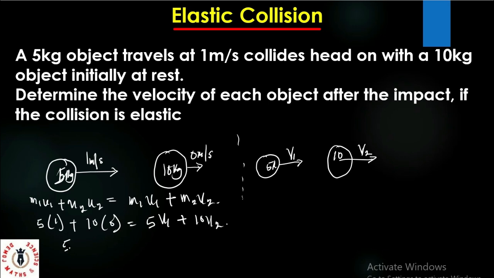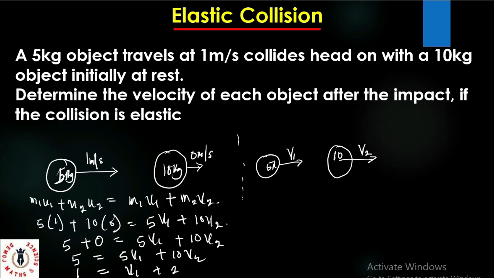So I'll have 5 plus 10 times 0, that's 0, will be equal to 5 v1 plus 10 v2. Obviously, here is 5 equals 5 v1 plus 10 v2. Now, I have 5 all through, so I can divide all through by 5. Here is 1 equals v1 plus 2 v2. Here we have considered momentum.